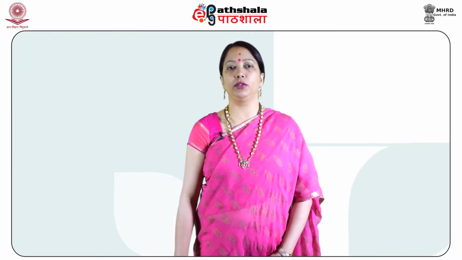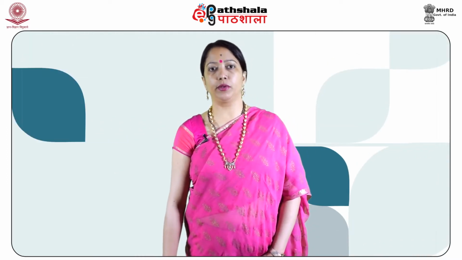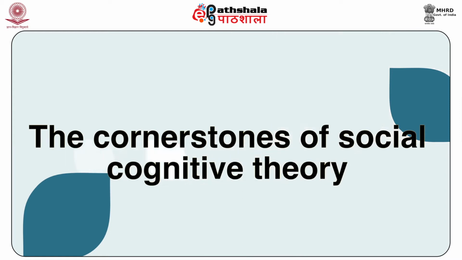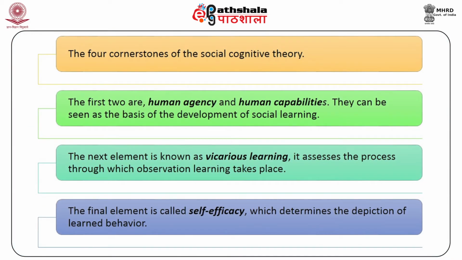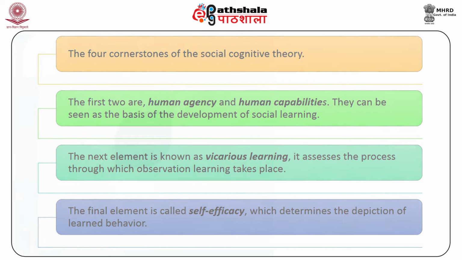After learning about the biography of Albert Bandura, let's now look at the 4 cornerstones of social cognitive theory. There are 4 cornerstones of social cognitive theory. The first 2 are human agency and human capabilities. They can be seen as the basis of the development of social learning. The next element is known as vicarious learning. It assesses the process through which observational learning takes place. And the final element is called self-efficacy, which determines the depiction of learned behavior.